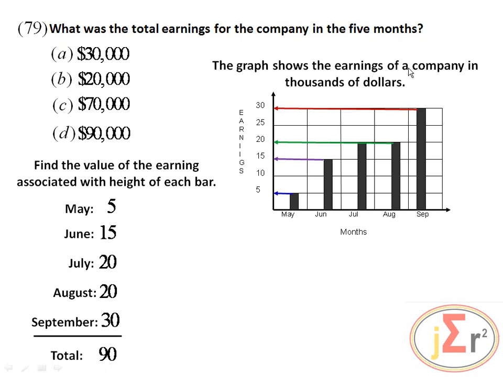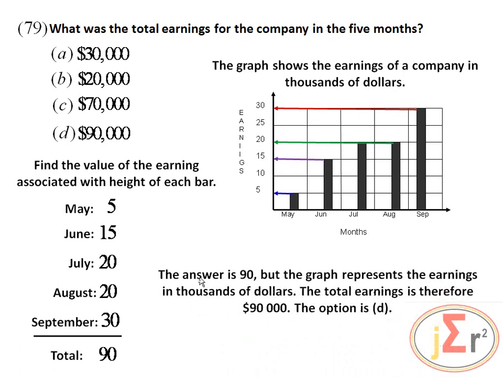The graph shows the earnings of a company in thousands of dollars. Right, Jerry? So the 90 represents 90,000. So the answer is 90, but the graph represents the earnings in thousands of dollars. The total earnings is therefore $90,000. And that option is option D, right? Good.